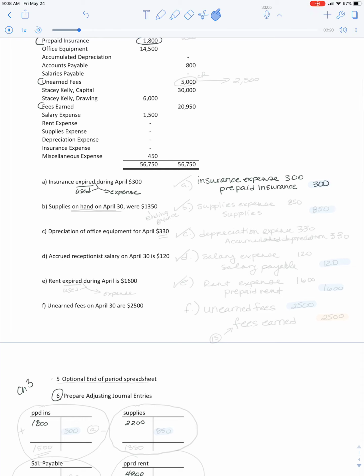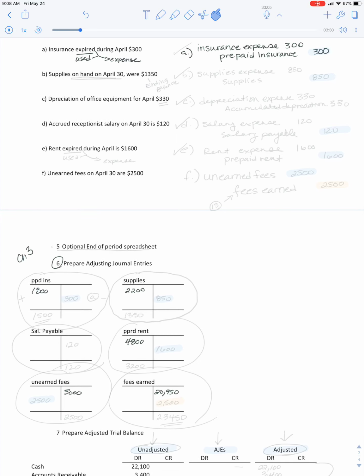Okay? Let's post that to a T account down here. So insurance expense will be $300, and prepaid insurance we've reduced. There's your $300 there. There's your $300 there. So we're just posting, we're not posting the expense side, just the balance sheet side here, because they had beginning balances.